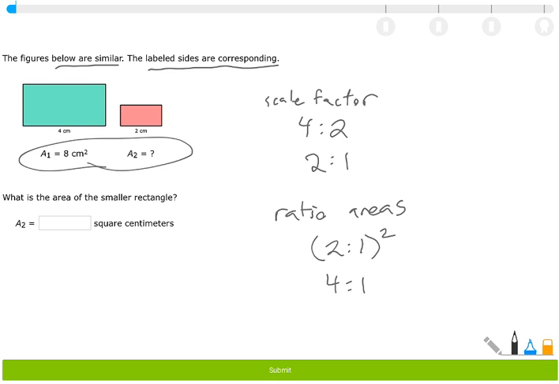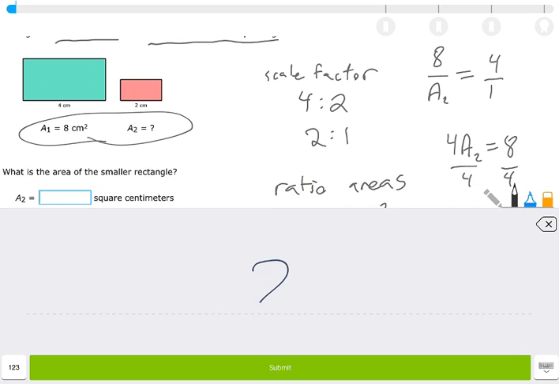Okay, so what I'm going to do then is really quickly set up a proportion. I'm going to say 8, which is my first area, is to A2, my second area, as 4 is to 1. Cross multiplying, I get 4 A2 equals 8 times 1. Dividing by 4, I get A2 is 2. So my area here is 2.